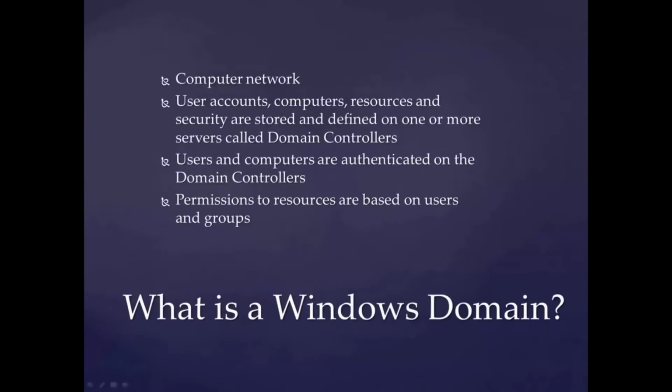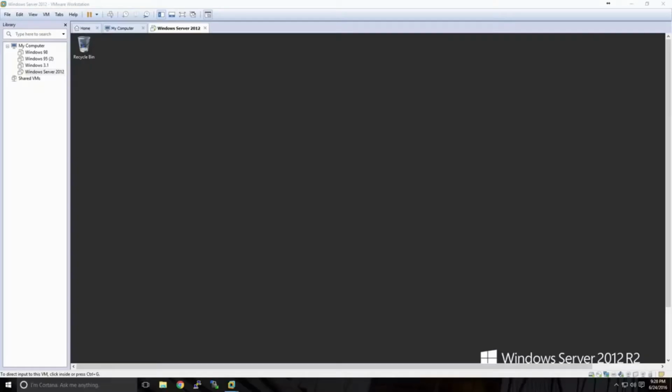Well, what is a Windows domain? A Windows domain is a computer network where user accounts, computers, and resources, and the security for all those things are stored and defined on one or more servers that are called domain controllers. Users and computers on the domain are authenticated through the domain controllers, and the permissions to the resources are based on user accounts and the groups that contain user accounts. So with that information in mind, it's time to set up our Windows server as a domain controller and create our first domain.